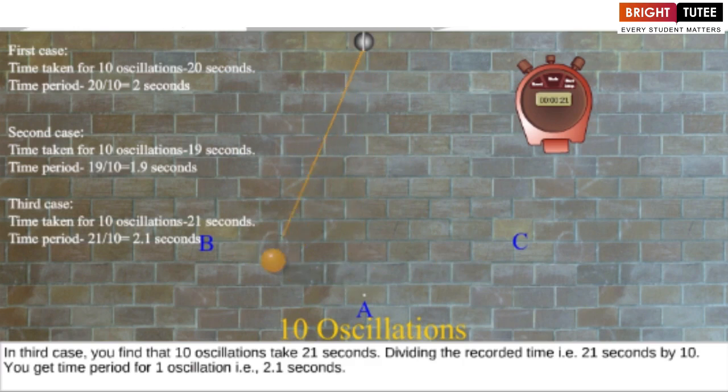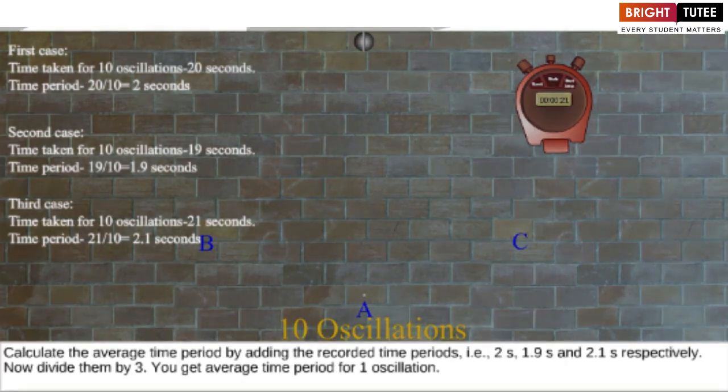In the third case, you find that 10 oscillations take 21 seconds. Dividing the recorded time, that is 21 seconds, by 10, you get the time period for 1 oscillation, that is 2.1 seconds.